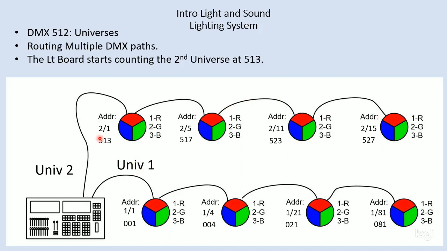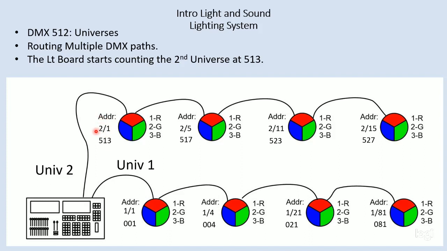Now, here's where things get a little tricky. The light board wants to control each one of these independently. So the light board is going to think of this address for this first fixture as the next available address on the next universe, which would be 513. It's going to think of that as 513. If I give this now a starting address of 1, it will listen to address 1 of universe 2.